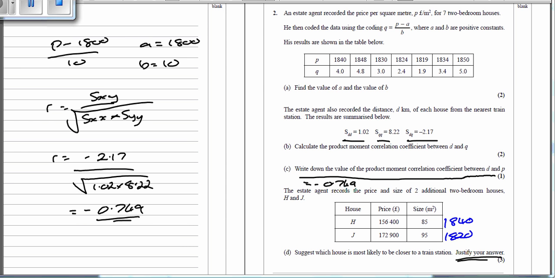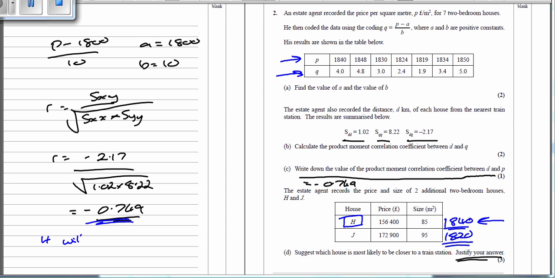So again, we know we've got negative correlation, which means that the bigger this is, the smaller this is. So therefore, the bigger this is, the smaller Q is, and that's going to be the distance. So therefore, H is going to be closer to the train station because it's got the bigger price per square metre. Therefore, it's going to be closer due to the negative correlation. That's what you need to write down. So you're going to get 1 mark at least for doing 1840 and 1820.